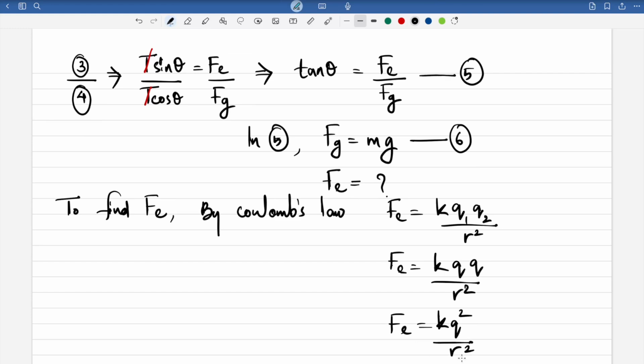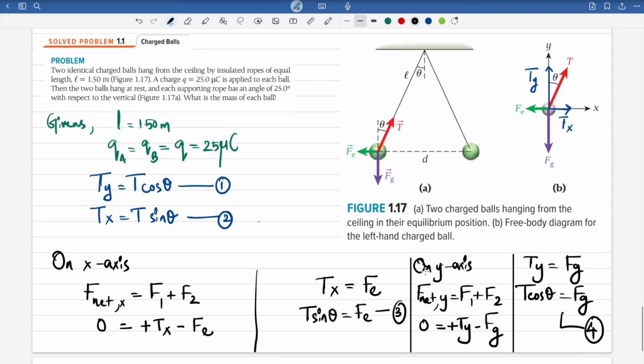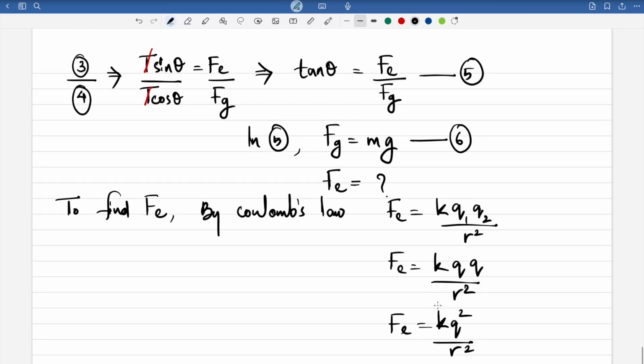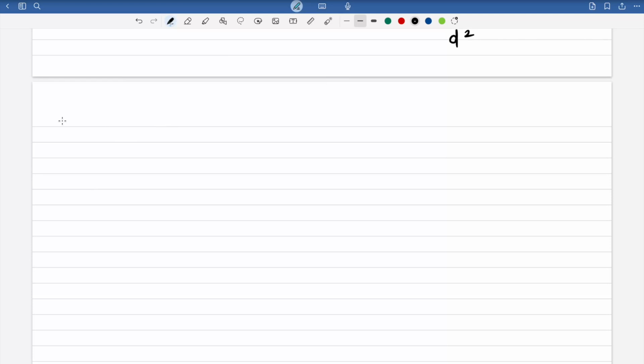Now there is another problem. What is R? R is the distance between these two balls, or we can call it D. Okay, let's call it D. D square, right? Q is given, K is a constant 9 into 10 to the power of 9, but D is unknown. We need to find D. So that's our next objective. We can call this equation number 7. So our next objective is to find the distance between two balls, D.